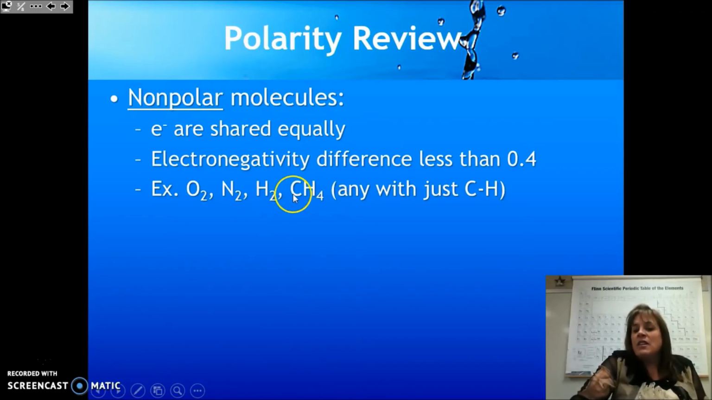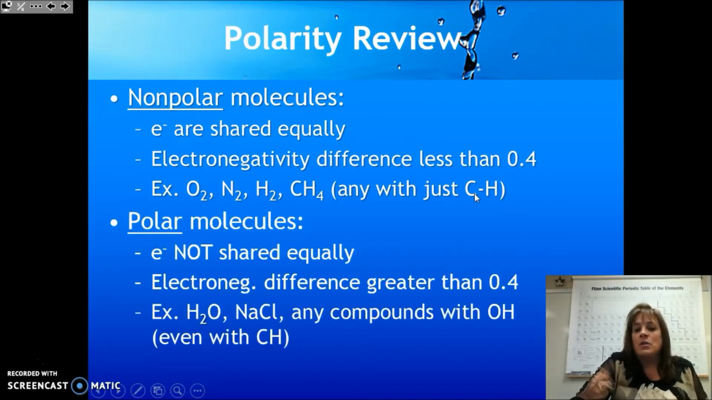Also, if you look at the electronegativity difference between carbon and hydrogen, you're at 0.4. So this actually would make it nonpolar. So anything with just a carbon and just a hydrogen is going to be nonpolar. Now you throw an oxygen in there and that's not the case anymore. But if it's just got carbon or hydrogen, it is nonpolar.